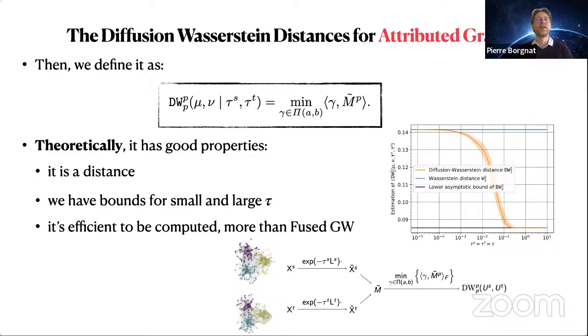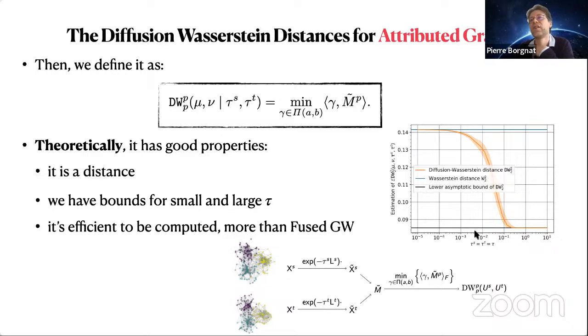So the first point is that it's quite, maybe not easy, but it's possible to show that it has good properties. If you define this diffusion-versus-time distance between two measures, mu and nu, and these measures can be taken as representatives of attributed graphs, given two diffusion times, if you solve that, you have a distance, which is really a distance. It satisfies all the properties.